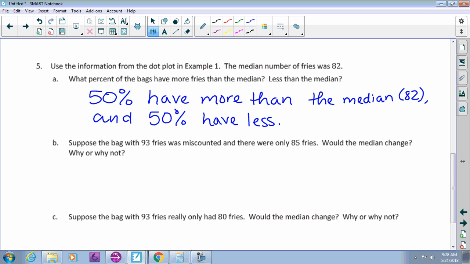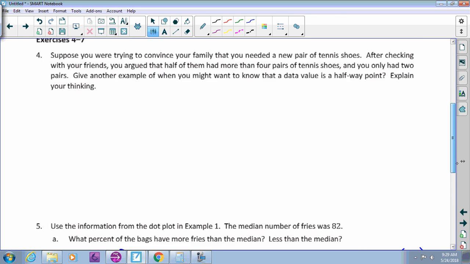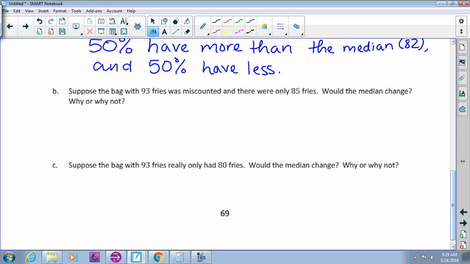Question number 5B. Suppose the bag with 93 fries was miscounted and there were only 85 fries. Would the median change? Let's go back. So they want us to change our 93 to an 85, essentially. Not really, but let's say right here is a 93, and they want to turn it into another 85. Is that going to affect where that falls? No, it's not. So that's starting to allude to the benefit of the median being resistant to outliers, and things of that nature. So would the median change?